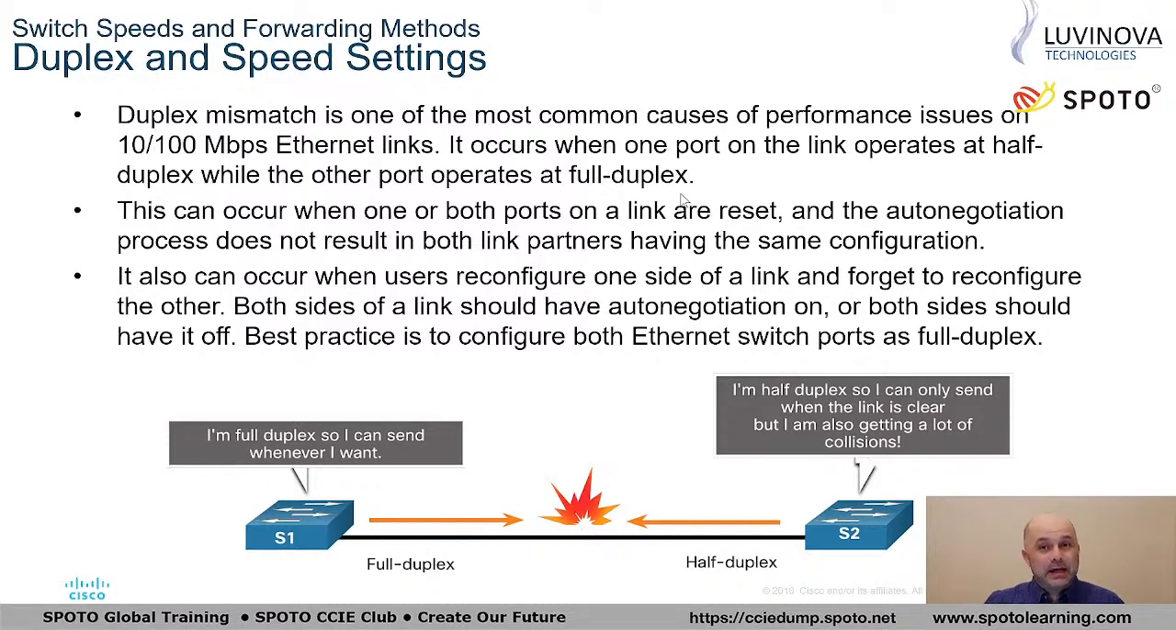And sometimes after resetting the sides, you should not rely on auto negotiation, because sometimes auto negotiation won't work. So the best practice is to configure both Ethernet switch ports as full duplex. You configure all switch ports as full duplex and your network card is also configured as full duplex, and it will avoid a mismatch.